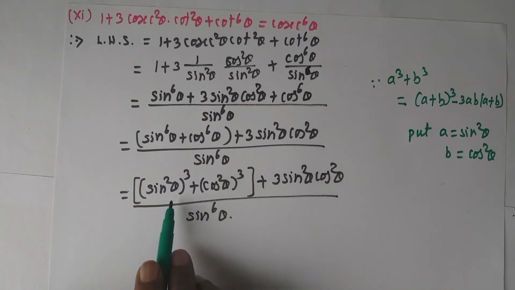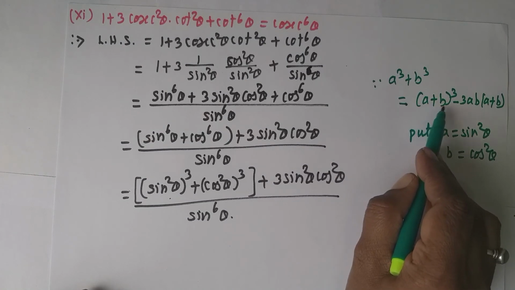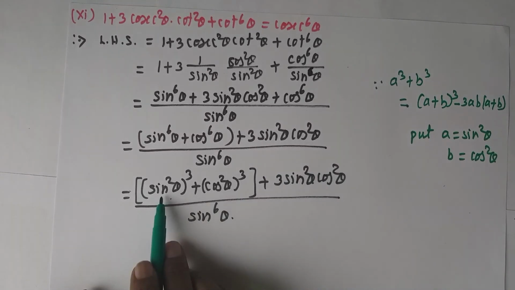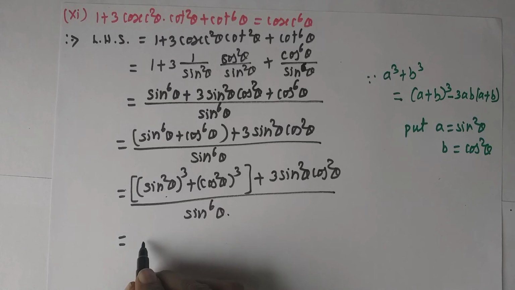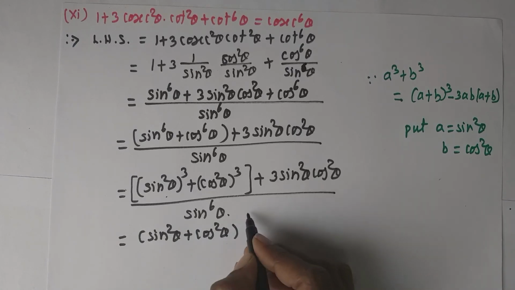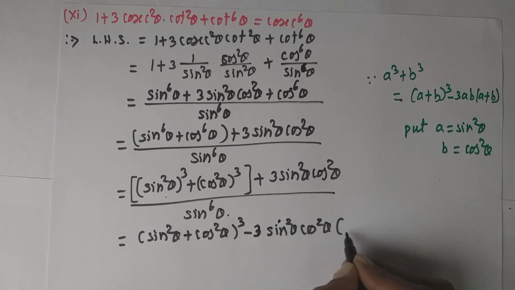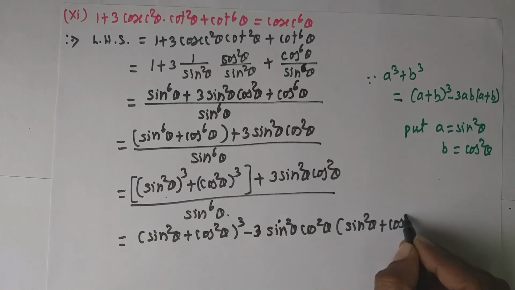Okay. Now, instead of this a cube plus b cube, I can write (a plus b) bracket cube minus 3ab into (a plus b). What is a here? A is sine square theta and b is cos square theta. Therefore, this becomes (a plus b) bracket cube, that is (sine square theta plus cos square theta) bracket cube minus 3. AB means what? Sine square theta into cos square theta, and in the bracket a plus b means sine square theta plus cos square theta.